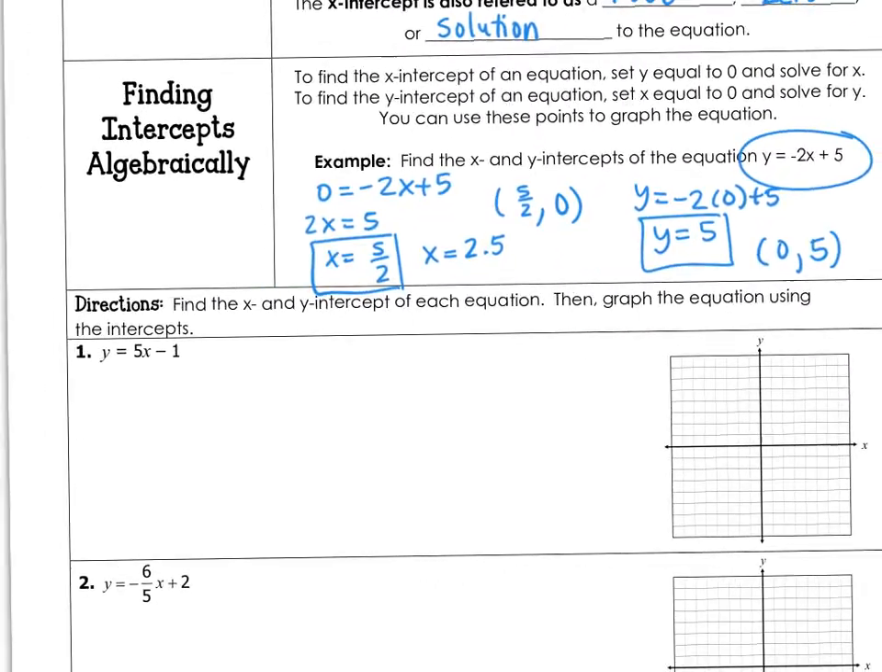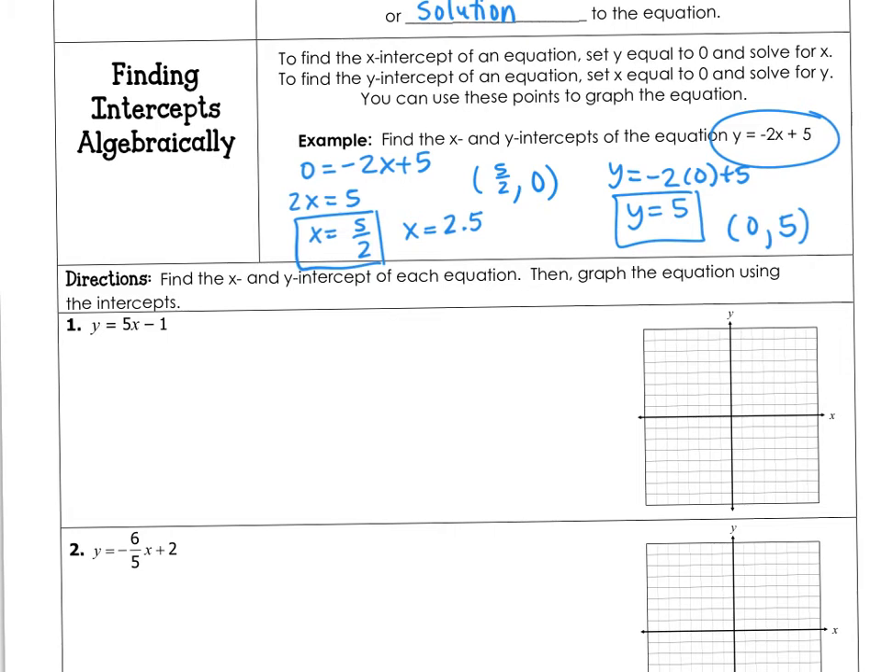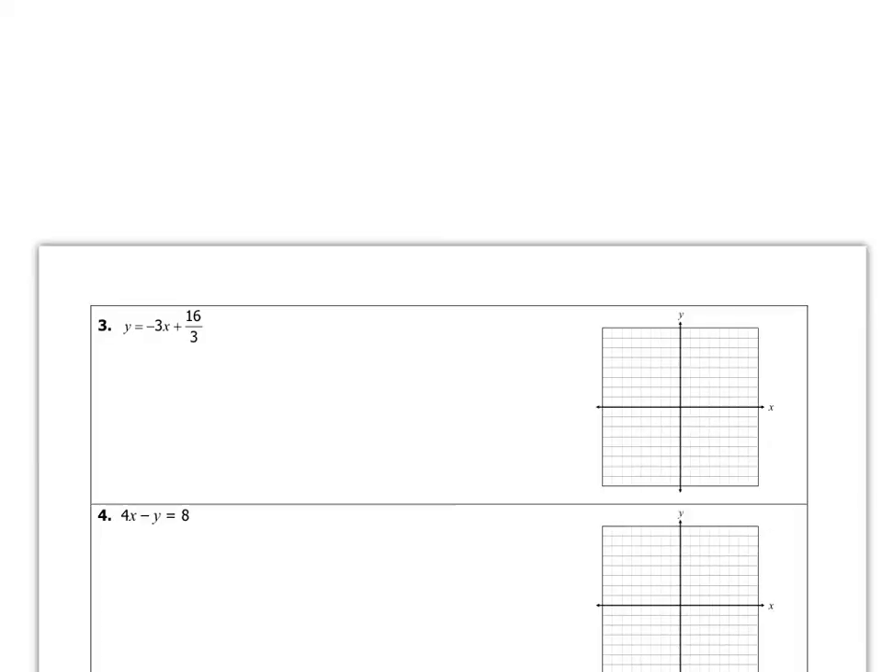Now on the problems here, it says directions, find the x-intercept and y-intercept of each equation, then graph the equation using the intercepts. So number 3, again, if we're letting y be 0 to find our x-intercept, I'm going to add the 3x to both sides so I don't have to deal with that negative right there. Then I would divide by 3, and you get 16/9.